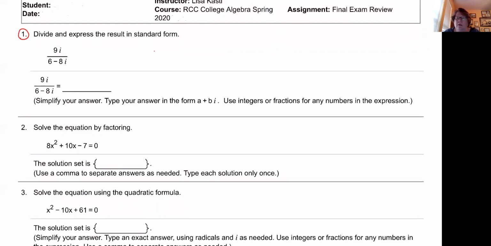And the conjugate of a complex number is found by changing the sign of the imaginary part, so the part that has the i in it. So we need to multiply this fraction, numerator and denominator, by 6 plus 8i. So I'm going to do that.